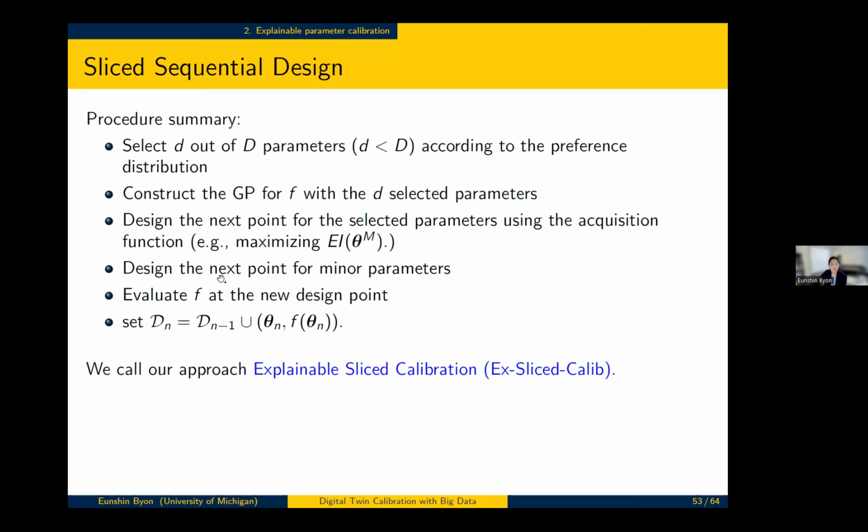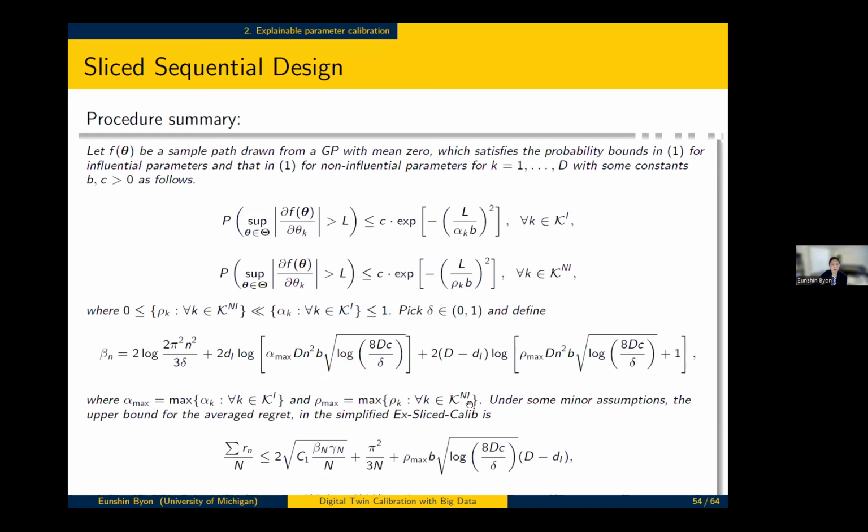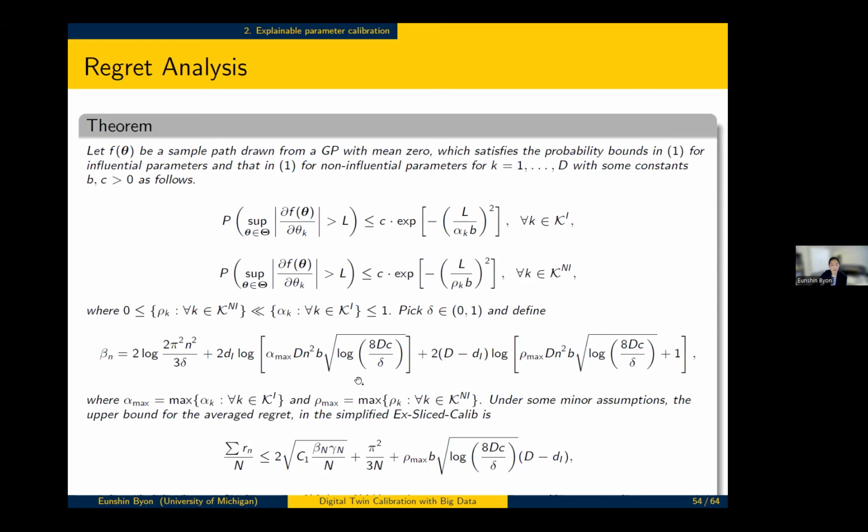And we design the next point for the other remaining parameters. And we run simulation, and we collect additional data, and we do this iteratively. We call our approach the explainable sliced calibration, or X-sliced calibration. We have some regret analysis to get the upper bound of the average regret, but I will skip the details.